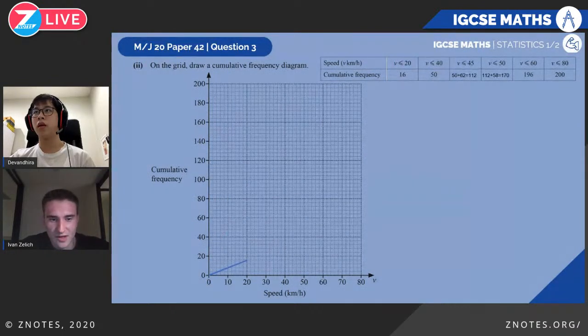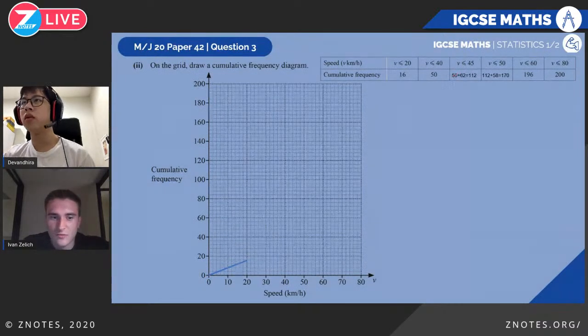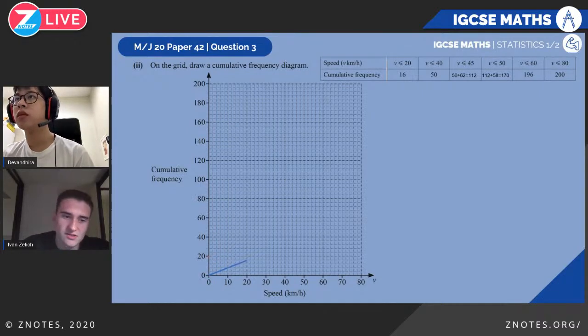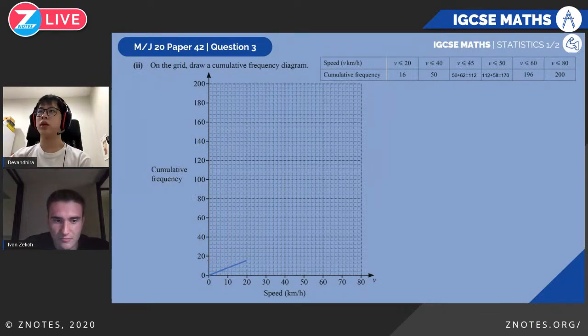Basically, what I've done here is, we know when the speed's between 0 and 20, we have 16. So the first thing you would have to do is figure out what scale these grid lines correspond to. You see there are 5 grid lines, and it goes from 0 to 20, so each grid line's worth 4. You get to 16, you go to the 4th grid line, and this will be our first point.